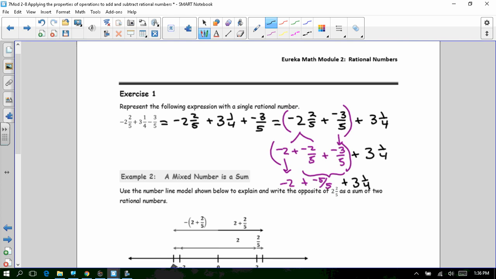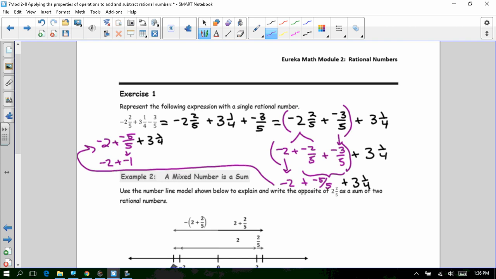Well, what's -5 divided by 5? I've run out of room, so I'm going to come over here and rewrite it so we don't get lost: -2, then -5 over 5, and then plus 3 1/4. And what do I have? This right here is actually just -1.